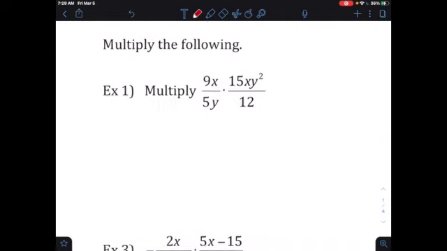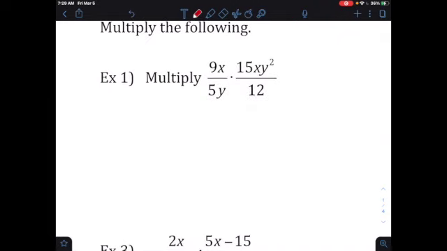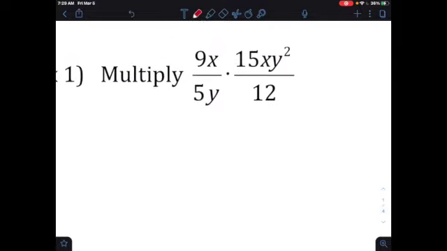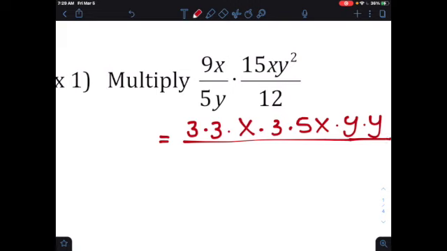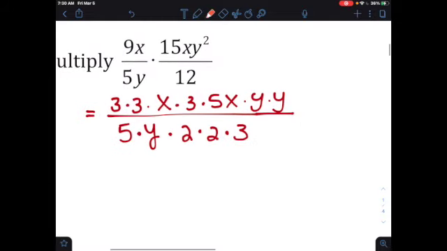Example number 1. Now for example number 1, the one thing you have to remember is when you're canceling things, it's like you have multiplication. If you don't have multiplication, you cannot cancel. So think about the multiplication as the little link between. So if you want to write this one out, you really have 3 times 3, those are the factors, times x times 3 times 5, that's 15, x times y to the second, there's the double y. On the bottom is 5 times y times 2 times 2 times 3. Now if you write it out like this, you can see how to cancel.